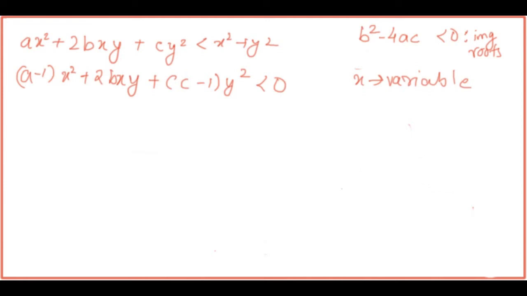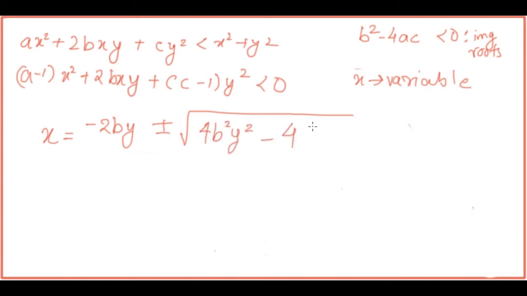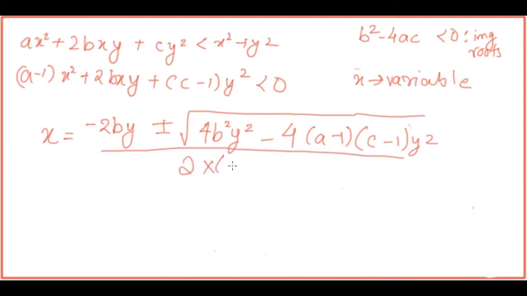Right, so now let's solve this equation further. I'm assuming this is a quadratic equation in terms of x, right? So to solve for x, I will get minus b, that is minus 2b y, plus minus the whole root of b square, which is 4b square y square, minus 4ac, where a is a minus 1 and c is c minus 1, into y square, whole divided by twice of (a minus 1), right? This is the quadratic formula for x.